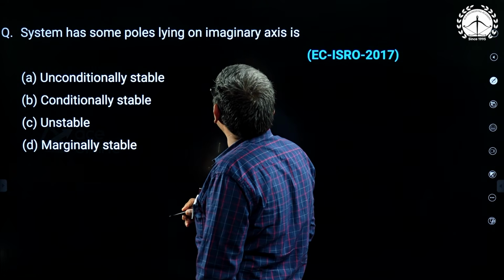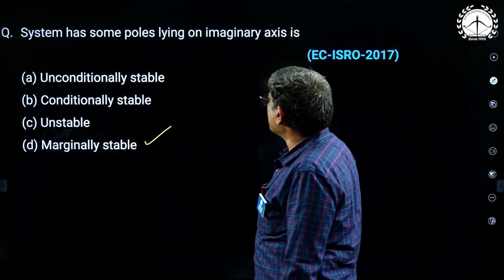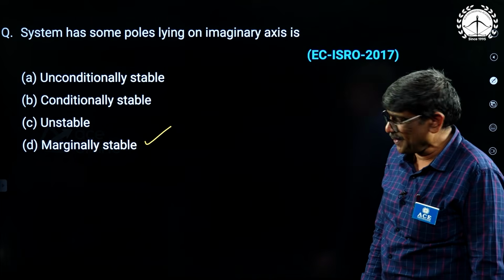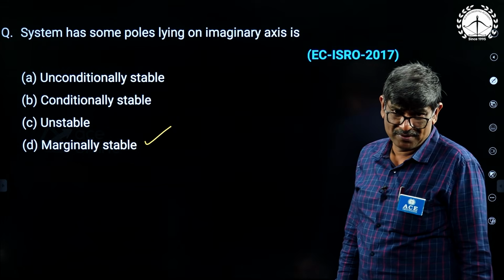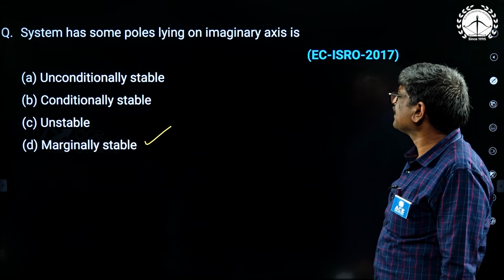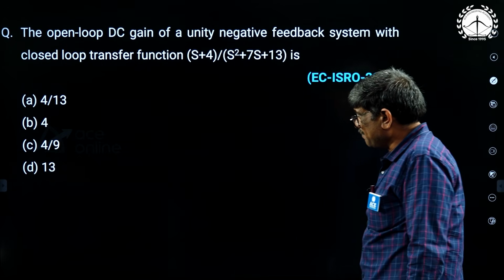The system has some poles lying on the imaginary axis. Imaginary means we know it is marginally stable. But they didn't mention repeated or non-repeated. We consider it non-repeated, because if repeated, they would mention it. So, marginally stable. Next, this is also a previous GATE question.